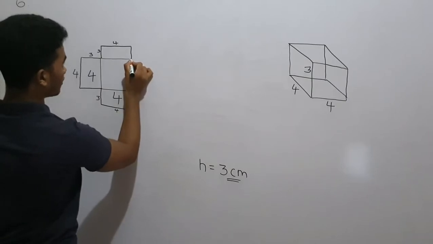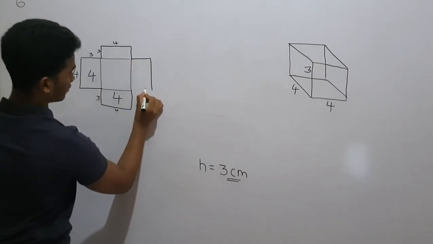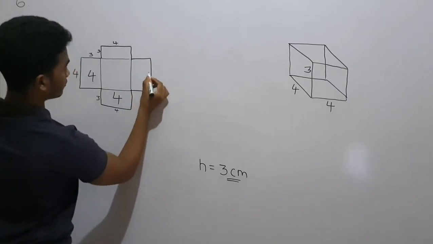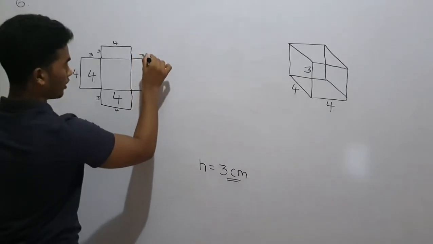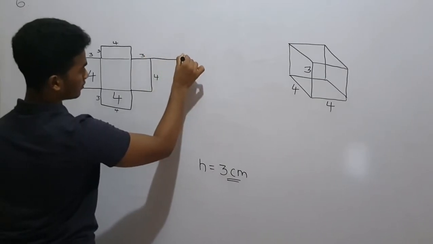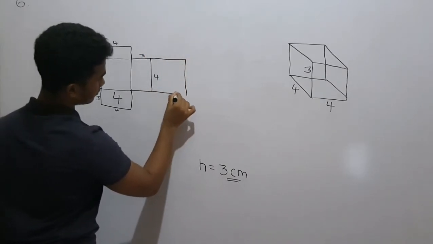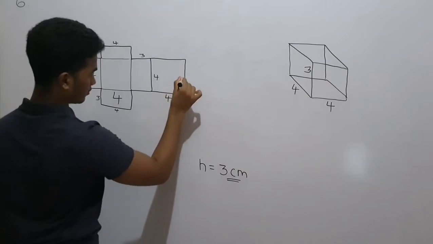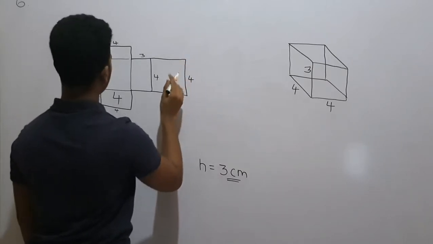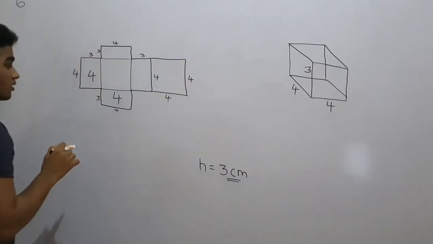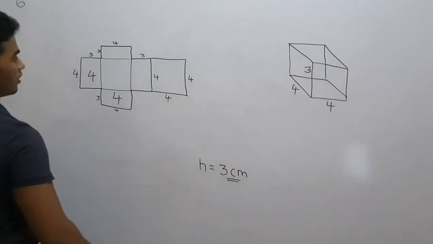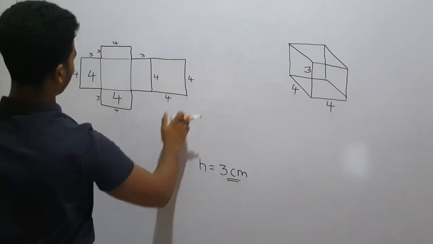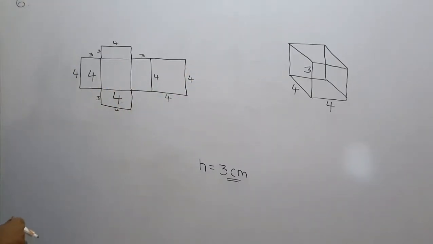Now again you should draw 3 centimeters and 4 centimeters. Now you should draw a 4 centimeter square. Then again to cover it. So this is the final diagram. This will be covered by this, no need to draw it again. So this is the final net we are getting. This is 4.